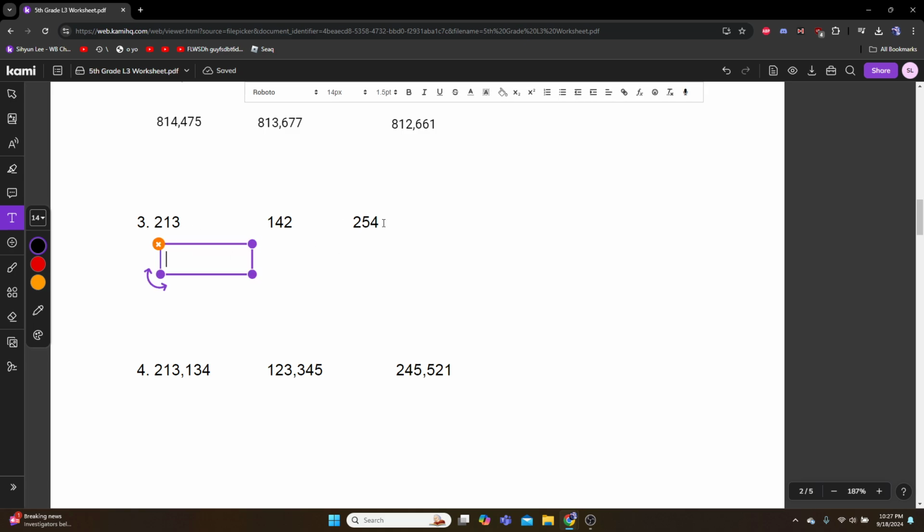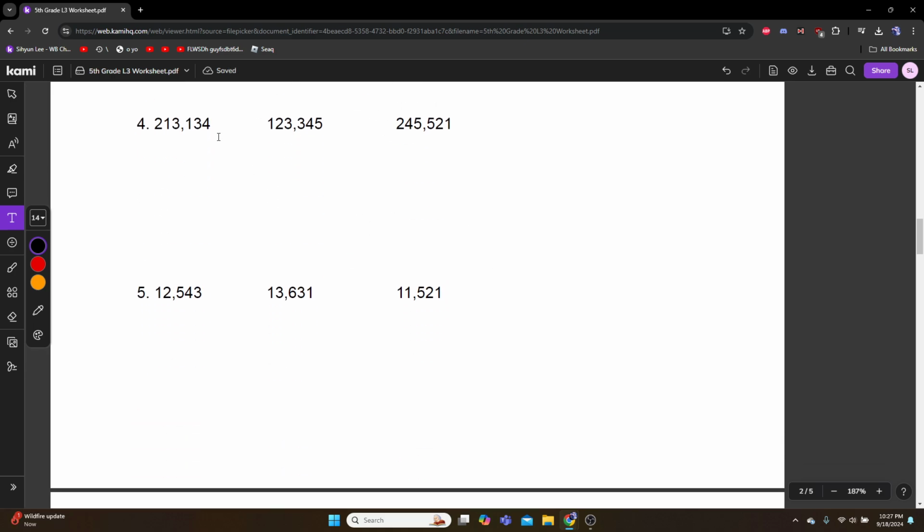For number 3, they're all in the hundreds. Once again, 254, 213, because we're looking at the second numbers, 213, and then obviously this is the least because of the 1, 142. Now number 4, 213,134, 123,345, 245,521. We know that this is going to be the least because of the 1, and this is going to be greatest because of the 4 and the 1 here. So it'd be 245,521, then 213,134, then 123,345.